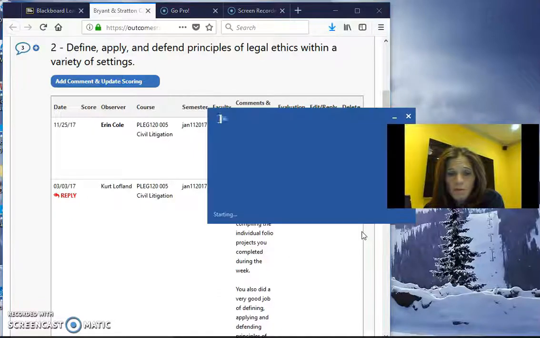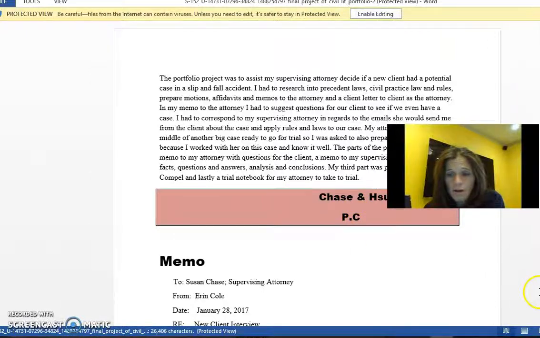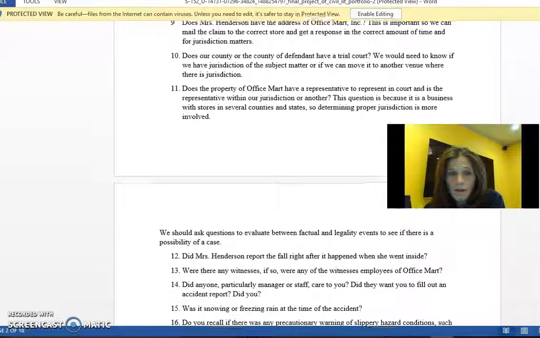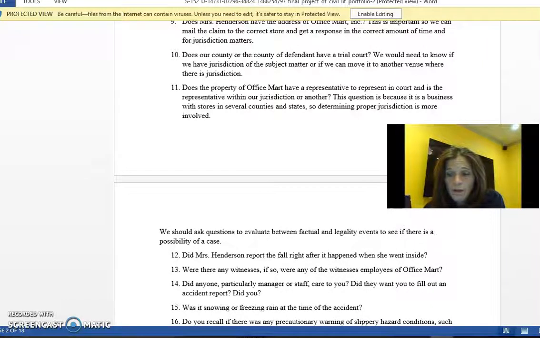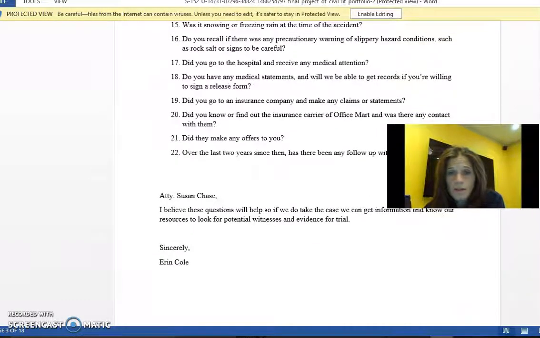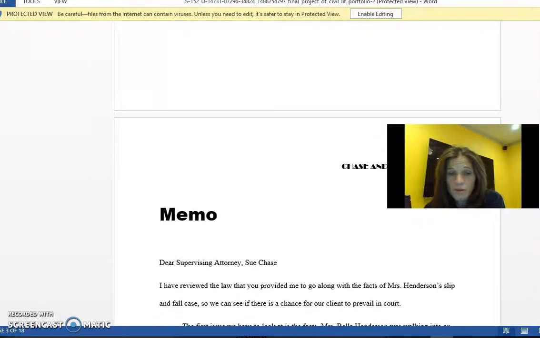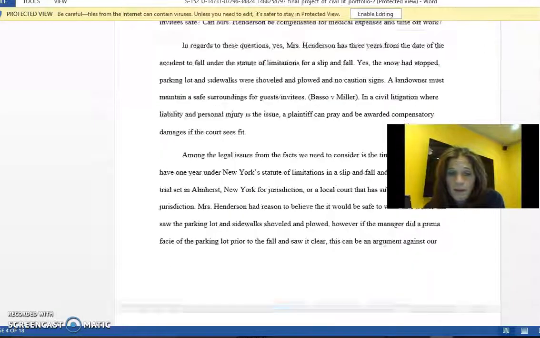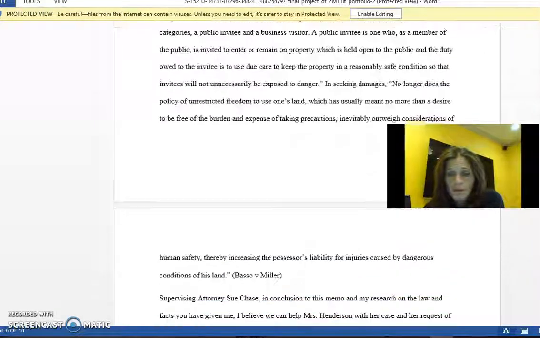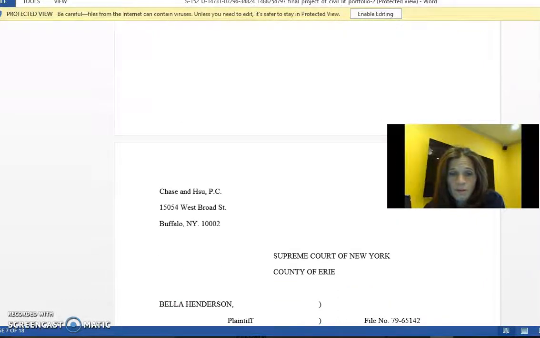Again, there were memos to be done to the attorney to determine if we even had a case at all, looking up our state laws. We also had to write a letter to the client where I had to come up with 20 questions or more. First I started off with some ethical questions, such as if she ever had a case with our law firm before or against the party she was suing. Then I had to make up a memo to the attorney to see if all the laws and rules applied.